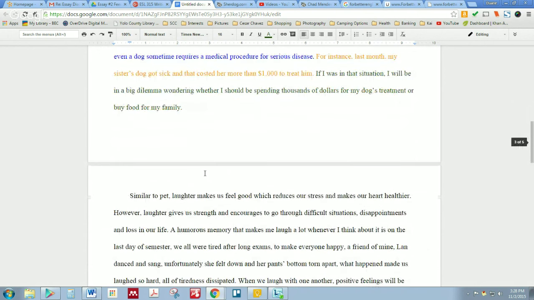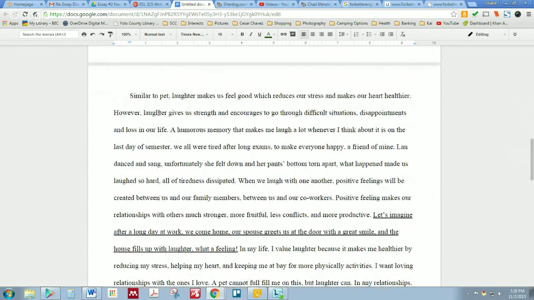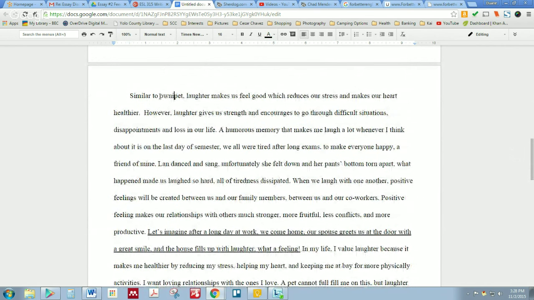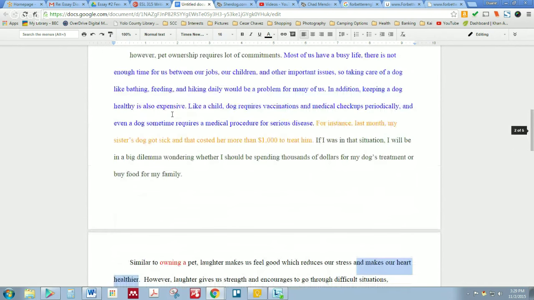And so now we have this transition similar to pet. So remember, what is it? Owning a pet. Similar to owning a pet, laughter makes us feel good, which reduces our stress and makes our heart healthier. So we should see that she said makes our heart healthier in the last sentence about owning a pet. So does she say that?